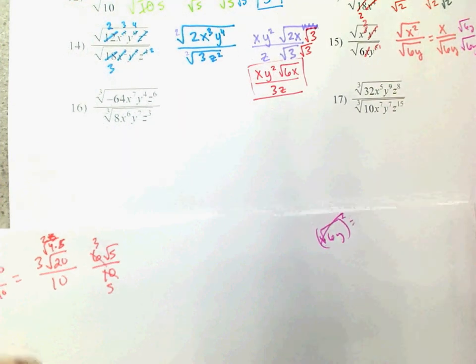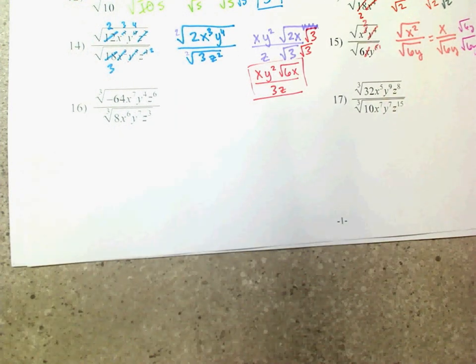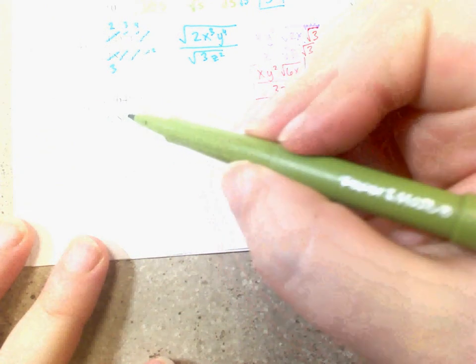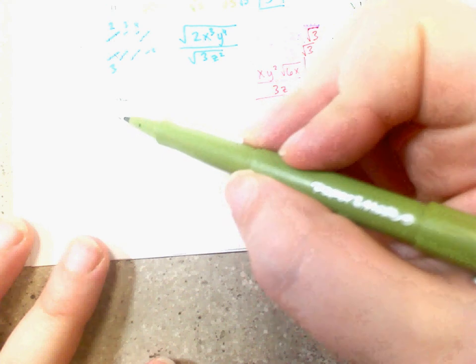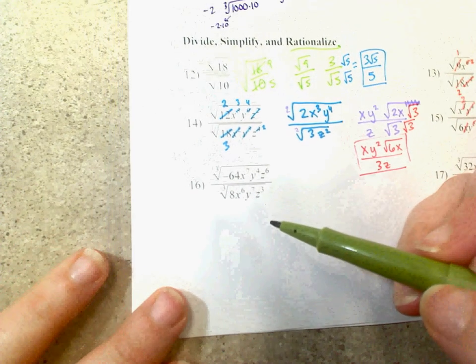On number 16, I want to simplify first. Not all of them, I want to simplify first. So I've got negative 64 divided by 8. Okay, negative 64 divided by 8 is a negative 8.